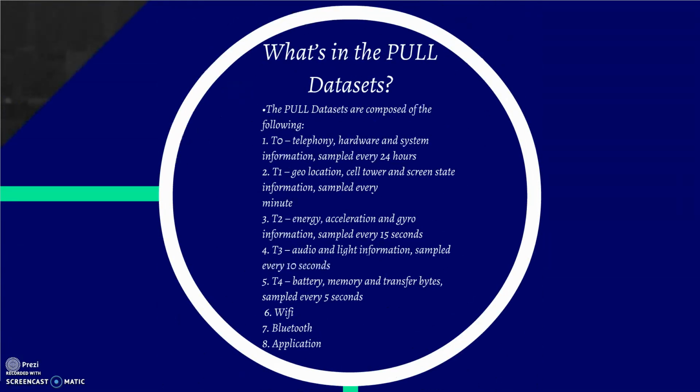What's in the pull datasets? The pull datasets are composed of the following: T0, which is telephony, hardware, and system information, sampled every 24 hours. T1, geolocation, cell tower, and screen state information, sampled every minute. T2, energy, acceleration, and gyro information, sampled every 15 seconds. T3, audio and light information, sampled every 10 seconds. T4, battery, memory, and transfer bytes, sampled every 5 seconds. Wi-Fi, Bluetooth, and application.